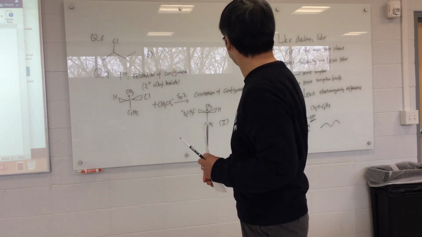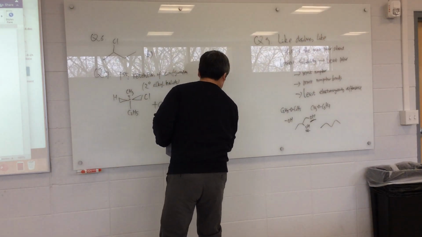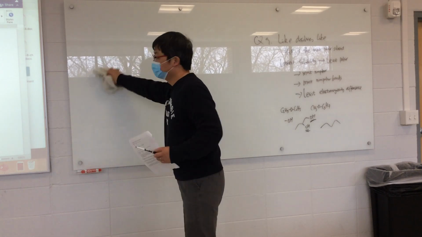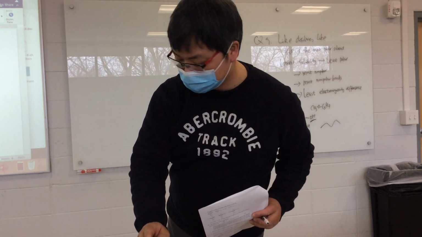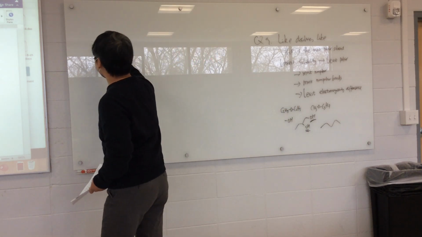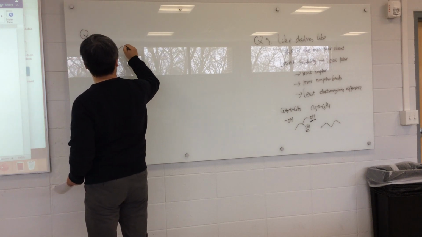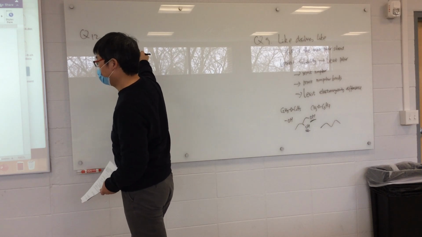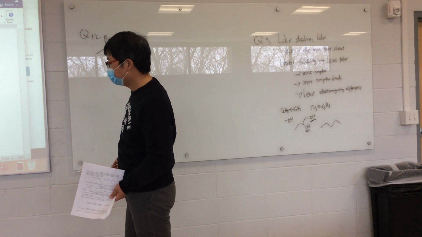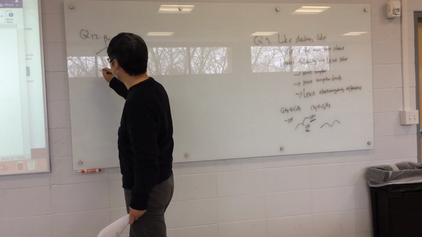So question 12. Which of the following cannot be synthesized? This compound, 2-bromopentane. The reaction B cannot. Why is that? Let's take a look.